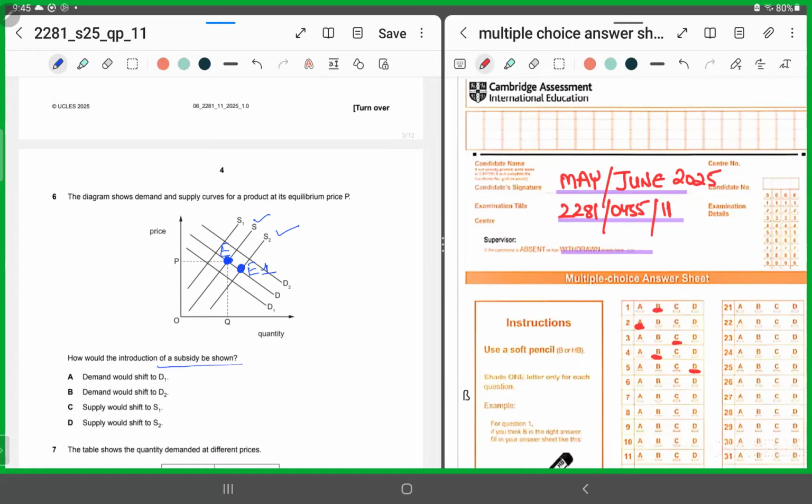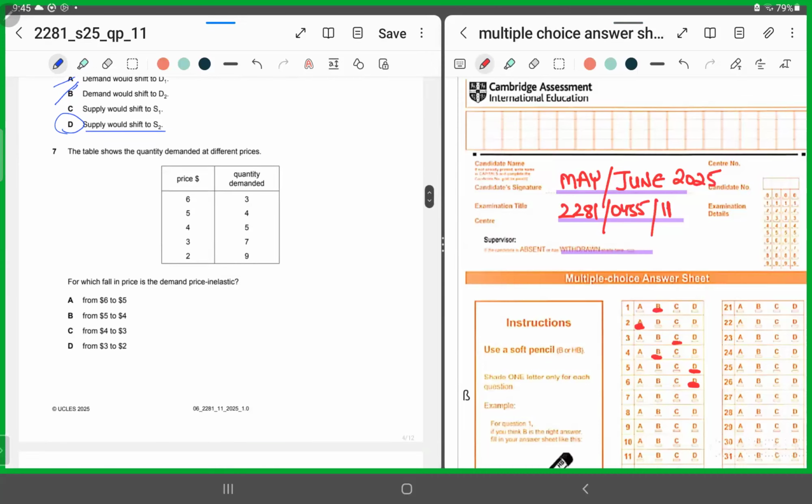They are saying how would the introduction of a subsidy be shown? There would be no change in the demand curve. So we can chop A, we can chop B. Supply would shift to S2. This is what we've done. So the correct answer is D. So for 6, we'll shade in D.